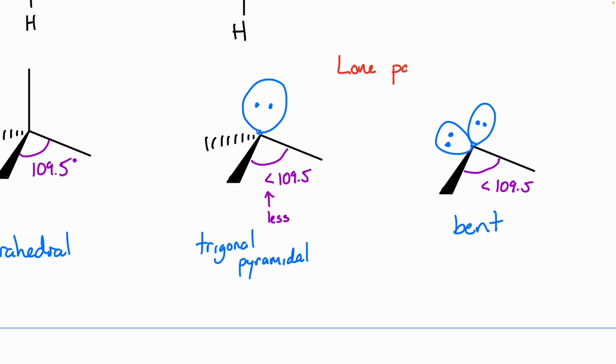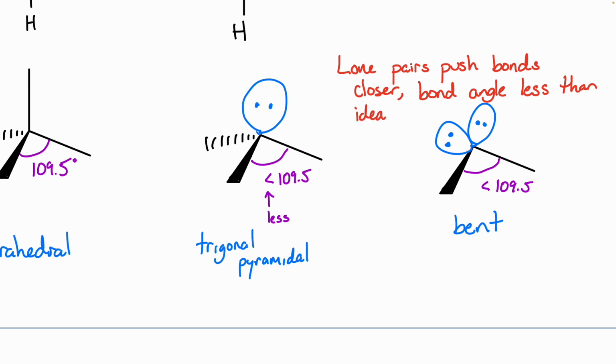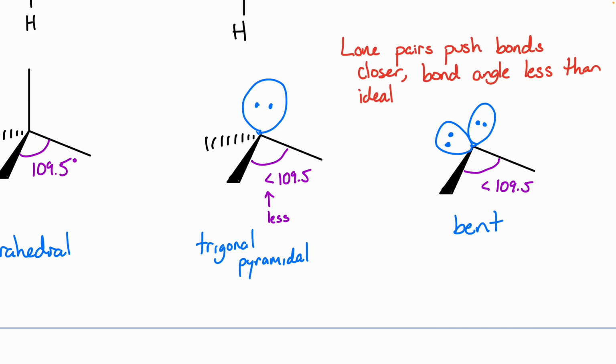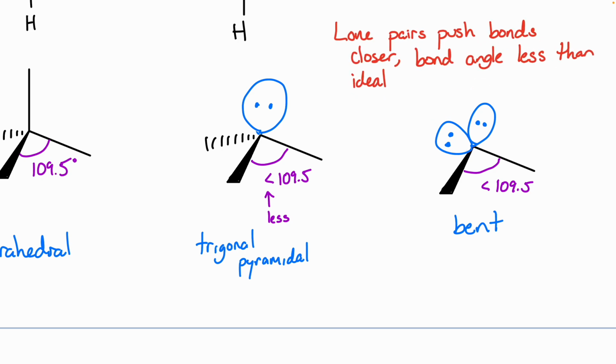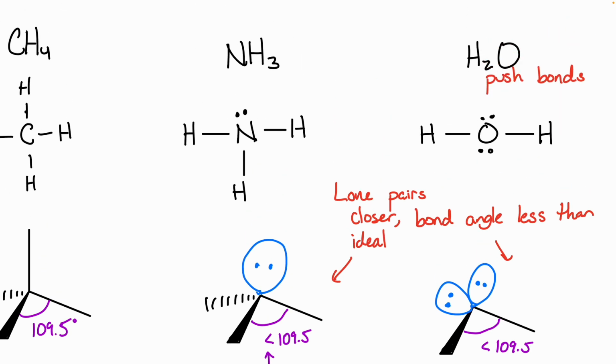So lone pairs push bonds closer, so their bond angle is less than ideal. Actually, let's say lone pairs on central atoms specifically.